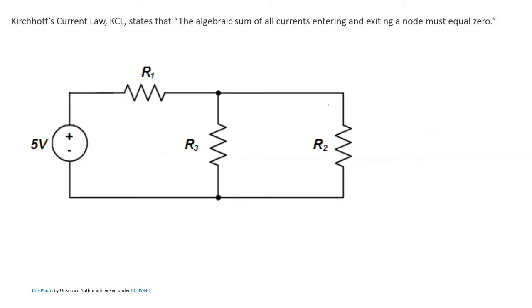This is again the same thing. The algebraic sum of all currents entering and exiting a node must be equal to 0. So what are the nodes? Here is one node, and here is another node. This direction is I1, I2. So this is I2, this is I1, and this is I. In both cases, we have I is equal to I1 plus I2. That is called Kirchhoff current law.